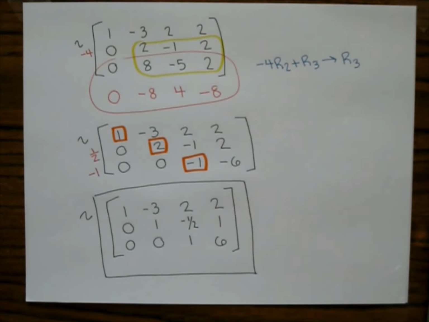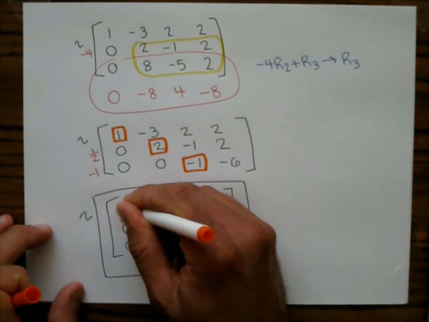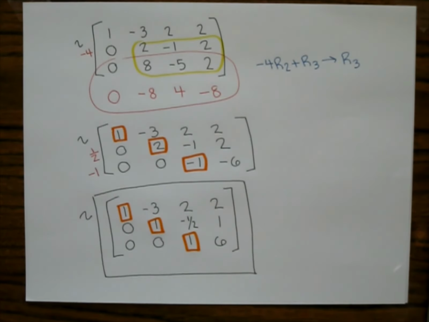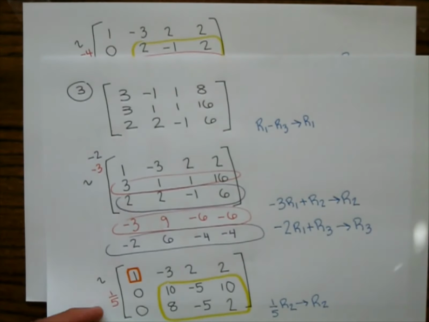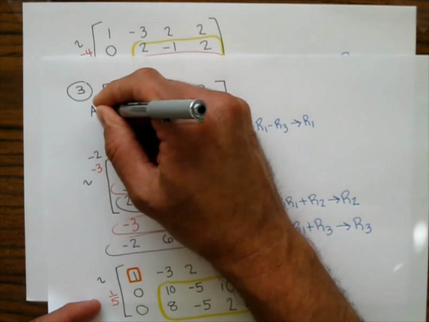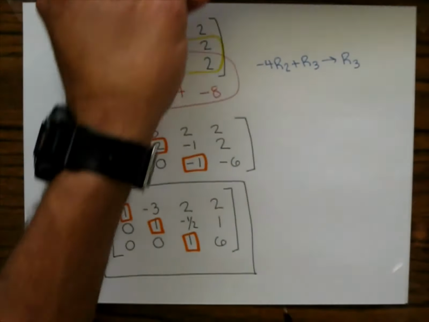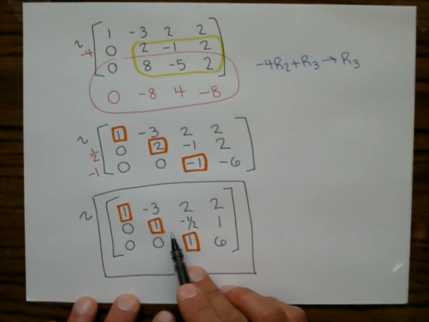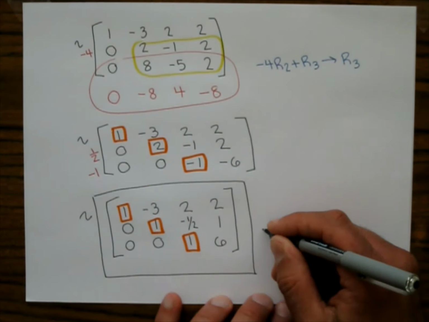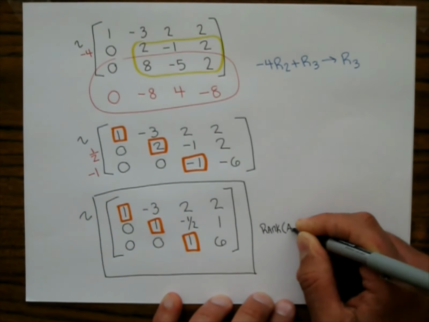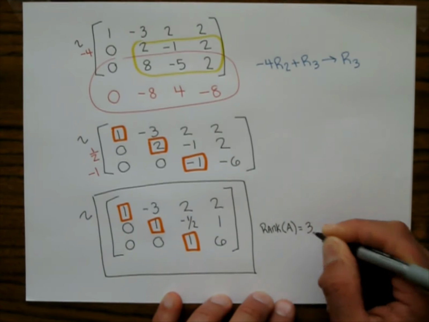And so that right there is our final answer. Look what we have. We have leading 1, leading 1, leading 1. You can check all the conditions of REF. It is REF, our first matrix. If we'd like to call that matrix A, we can see that the rank of A is going to be 1, 2, 3 non-zero rows. So the rank of A is 3.